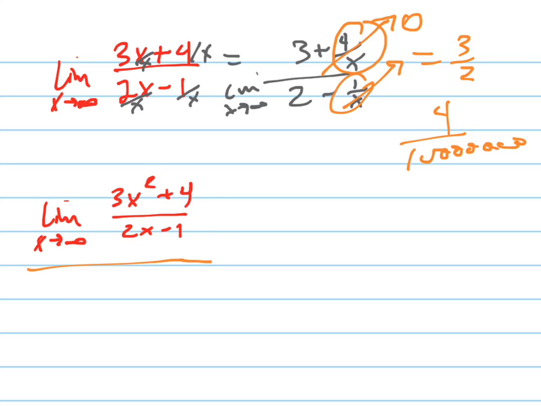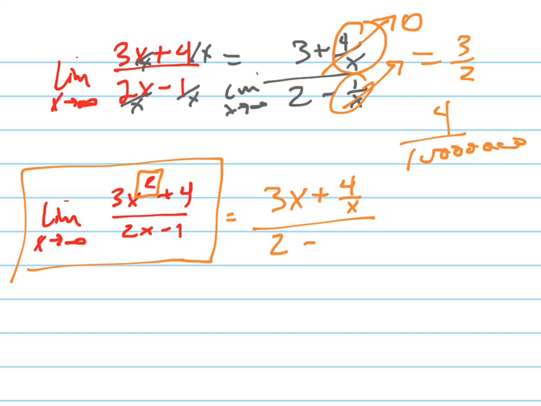Now look at this one. Try that same trick. Divide everything by x now. The reason that this isn't 3 over 2 is because now when I divide everything by x, I'm going to have 3x on the top still, plus 4 over x, all over 2 minus 1 over x. And these things all go to 0, but this doesn't. So your answer is infinity, or does not exist. There is no limit.